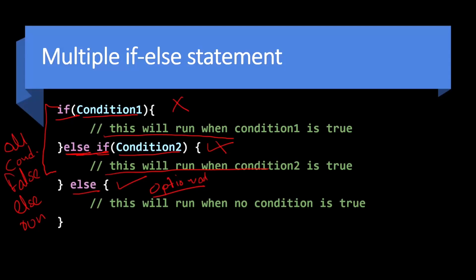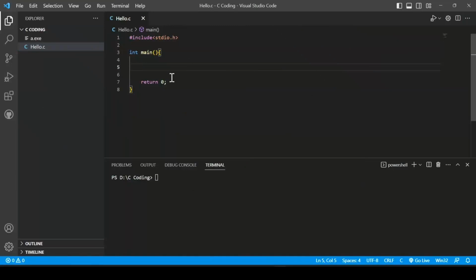Now what is the use of this multiple if else condition? When we want to check not one condition but multiple conditions, and according to those conditions provide a result or run a piece of code, then we use multiple if else conditions. Now we are going to see how we can practically implement it.